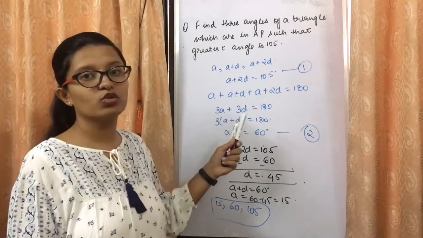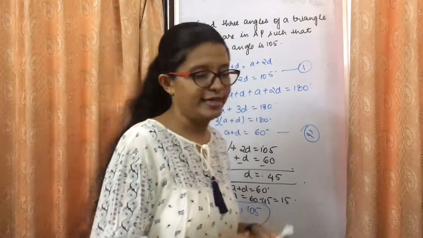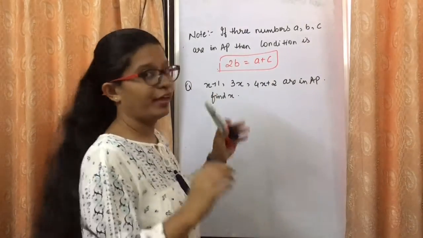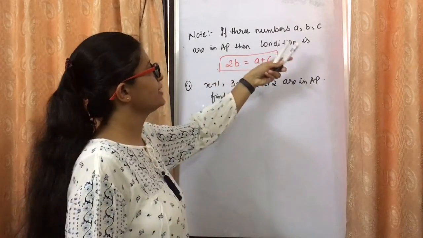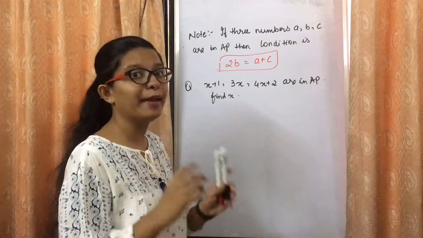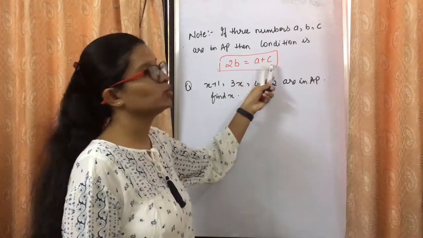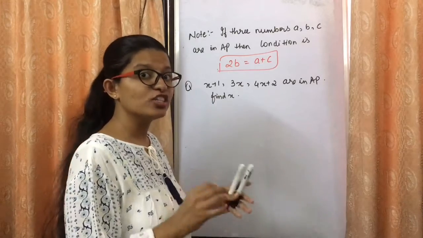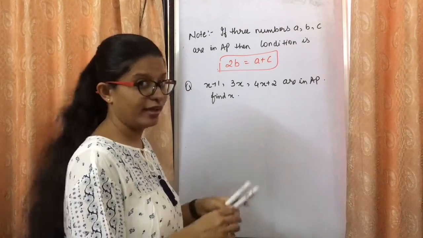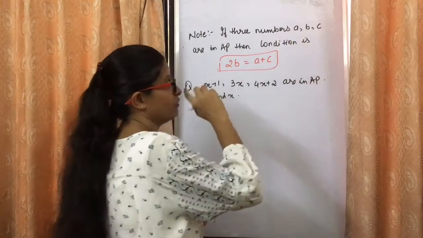Now let's see how we can make use of A, B, C and find such types of questions. Let's see the note point. This is a very important note point. If three numbers A, B, C are in AP, then the condition is 2B is equal to A plus C. So it is 2B equals A plus C. We need to prove it. Let's see here. A, B and C. What is the first term?